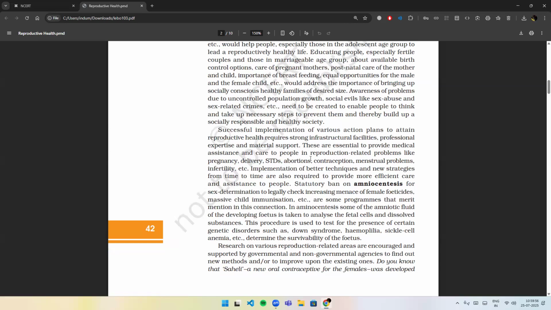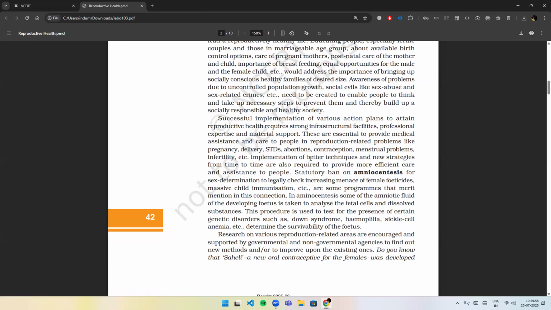Implementation of better techniques and new strategies from time to time are also required to provide more efficient care and assistance to people. Statutory ban on amniocentesis for sex determination to legally check increasing menace of female feticides, massive child immunization, etc., are some programs that merit mention in this connection.